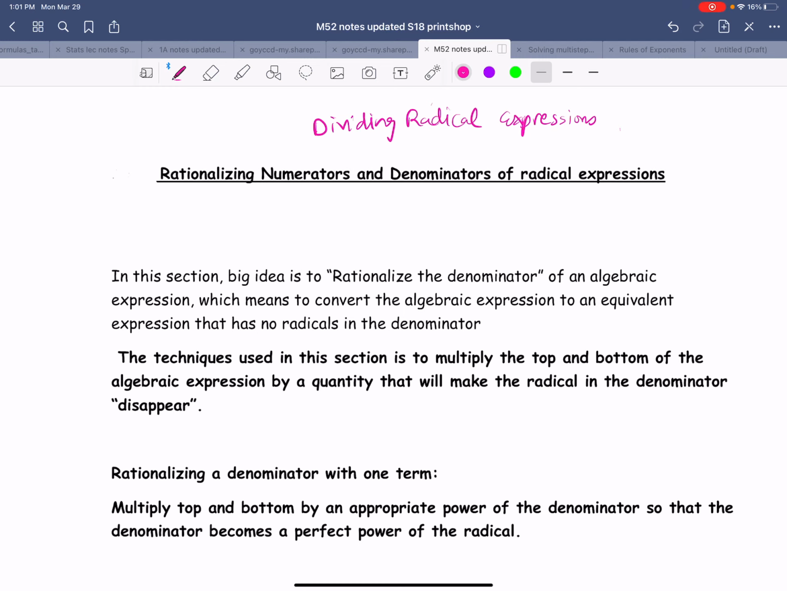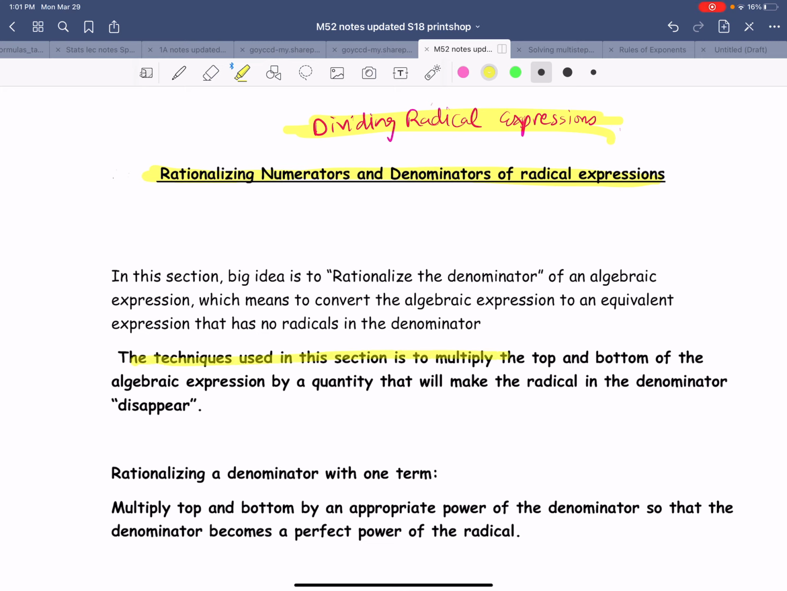In this section, we are going to focus on rationalizing numerator, denominator, as well as dividing radical expressions. Rationalizing a denominator means writing your expression in a way that there's no more radical in the denominator. Rationalizing the numerator means writing your expression so that there's no more radical expression in the numerator.